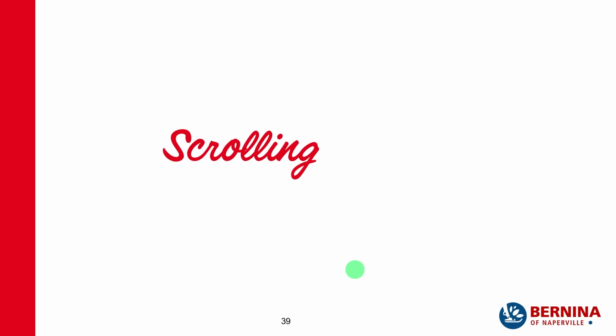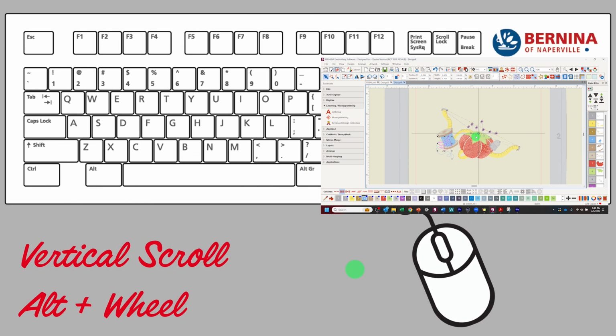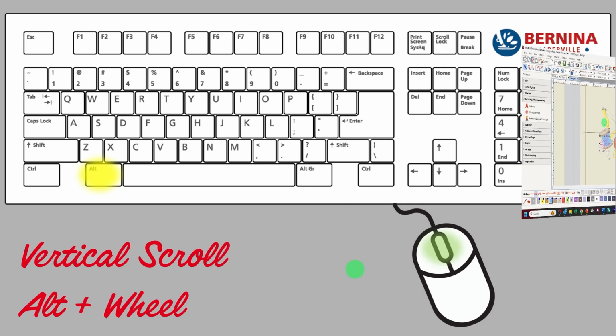Scrolling. I want to scroll with my mouse, everybody. I want to use my wheel to not zoom. I want to use it to scroll. So vertical scrolling is Alt plus turning your wheel. So you're holding Alt down on your keyboard, and now look at that. We can scroll our little hearts out.